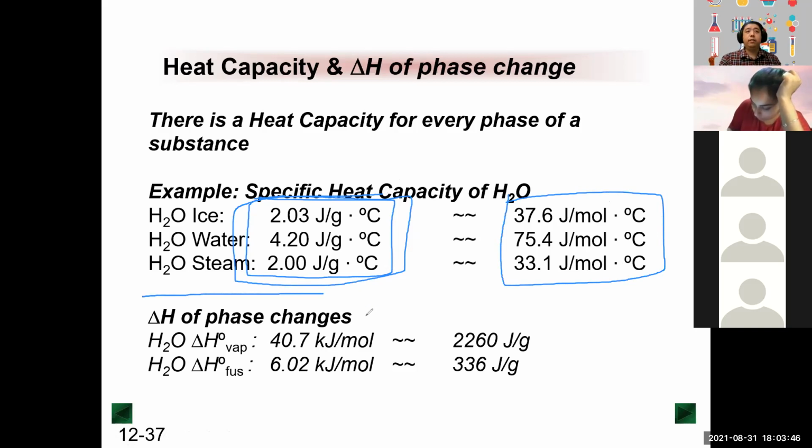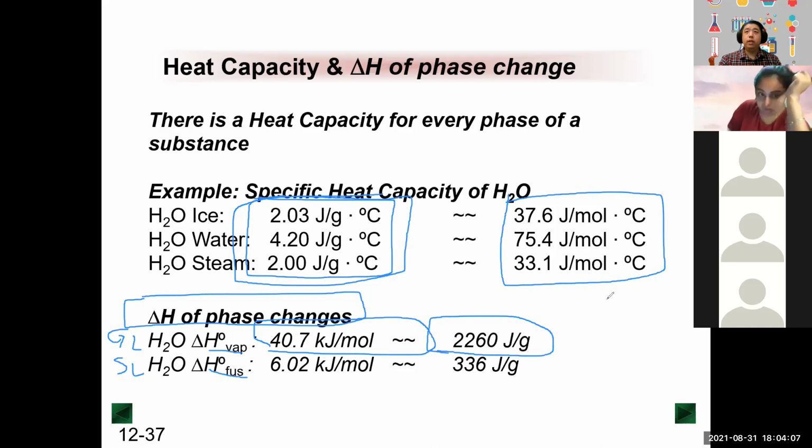Okay, now we also have the delta H phase changes. This is for the vaporization, and this is for the fusion. So this is the relationship between gas and liquid, or liquid to gas, and this one is solid and liquid. It's given to you in kilojoules per mole, and also in joules per gram. I'm giving you both scenarios.